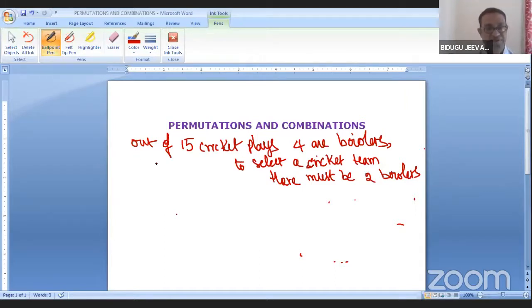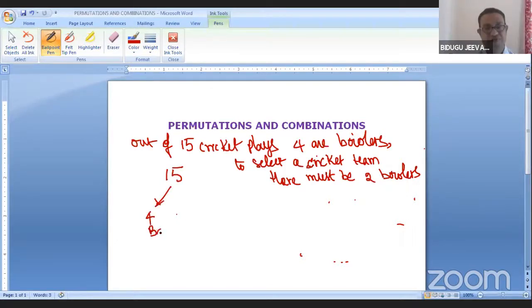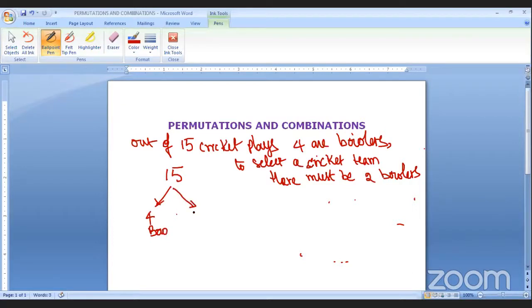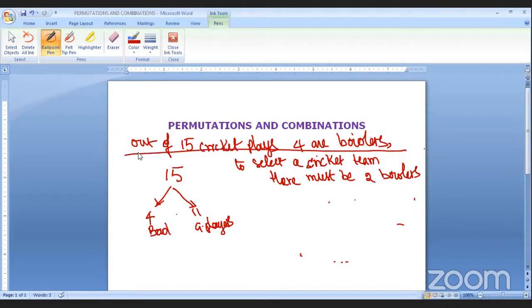Let me continue. Out of 15 cricket players, 9 are general players and there are 4 bowlers. Remaining 11 are general players. Following? All of you clear up to this?